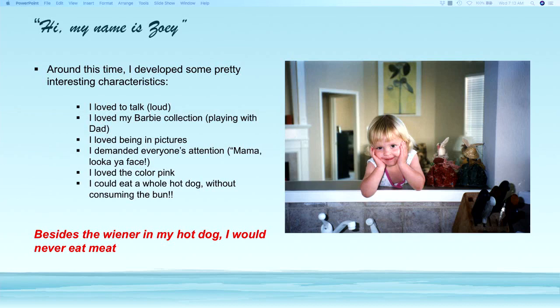I loved the color pink. And I could eat a whole hot dog without consuming the bun, which was a skill set that to this day my parents can't understand how I actually did it. Besides the wiener dog in my life, I would never eat meat, which was something from a very early age. I just never did.